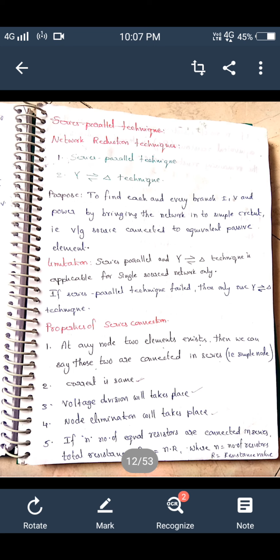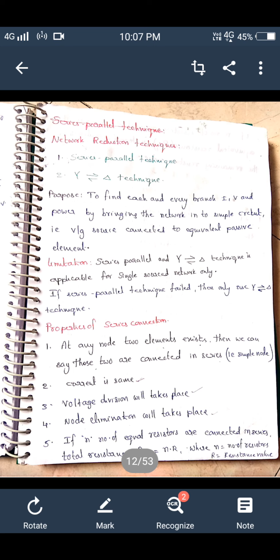Now let us discuss the properties of series connection. When can we say the elements are in series? At any node, if only two elements or two branches are connected, then we can say those two elements are connected in series. Two elements at a node means that node is called a simple node.